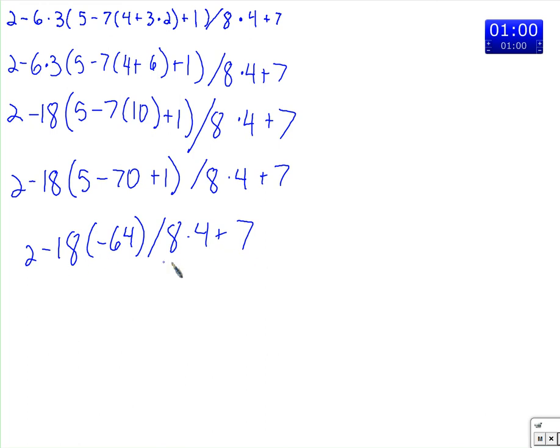So I'm going to have to focus on this multiplication and division, working from left to right. 2, negative 18 times negative 64, how much is that? Let's find out. 18 times 64? That'd be 1,152. It's positive? 1,152. Good job, Hayden.